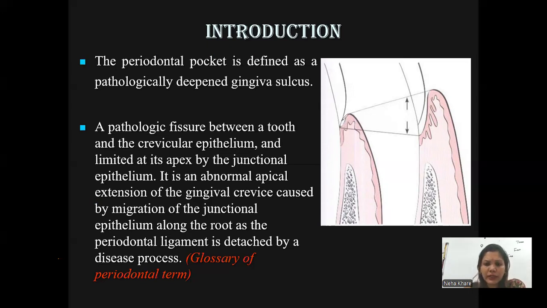So it is the apical migration. This is the apical migration or extension of the gingival crevice, which is caused by the migration of junctional epithelium along the root surface, as the periodontal ligaments which are present here are detached by the disease process. So this definition is as per the glossary of periodontal terms.